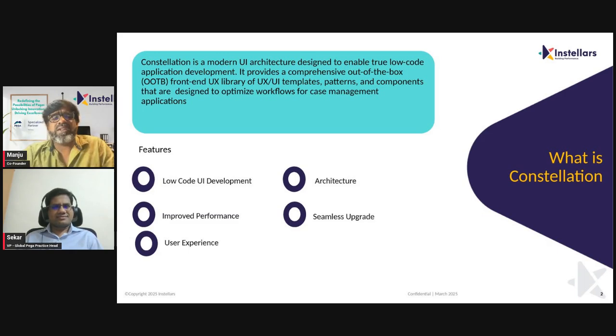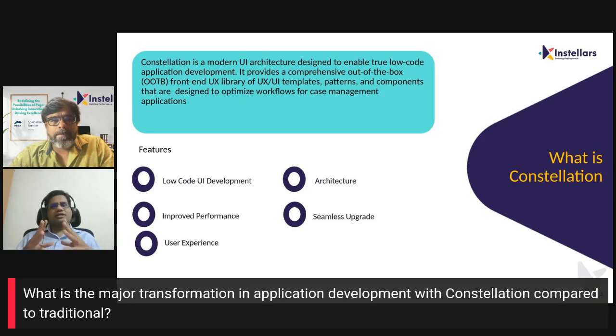What is a major transformation in application development with respect to Constellation compared to the traditional UI architecture? Sure, Manju. Constellation uses a center-out architecture, meaning we focus on the business outcome and customer journeys first, instead of focusing on the technical details or underlying systems. This is a big shift from the traditional approach.